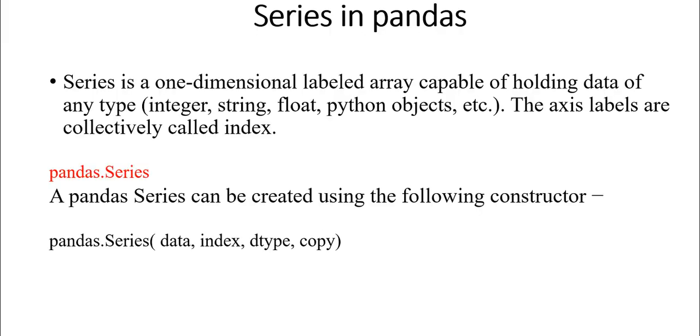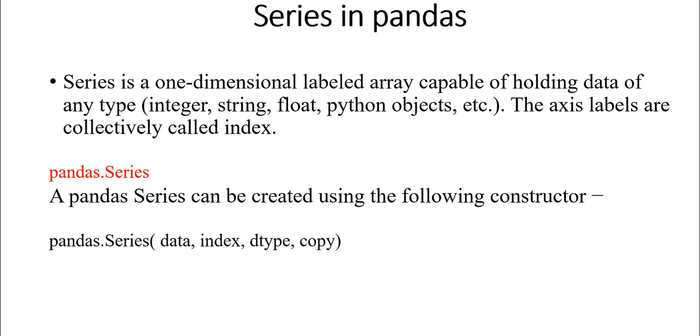What is a series in Pandas? A series is a one-dimensional labeled array capable of holding data of any type. That means you can call a series a one-dimensional labeled column. It has the capacity to store any type of data, like integers, strings, floats, Python objects. So a Pandas series is a powerful single column object in which it can hold any type of data like integers, strings, floats, Python objects, etc.